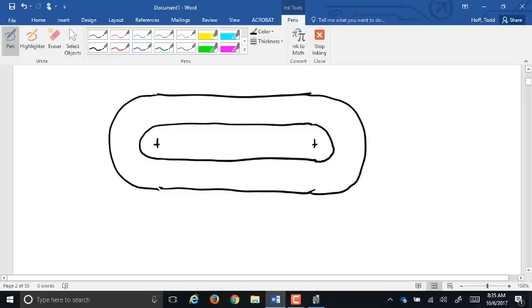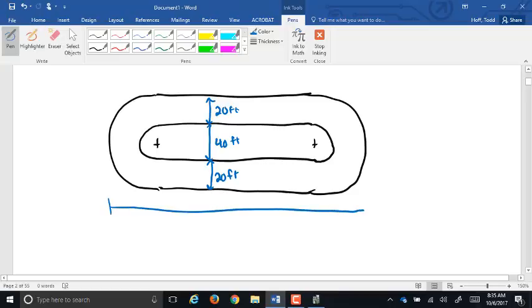So what we have here is going to be 20 feet, 40 feet, and 20 feet. Overall, 300 feet.